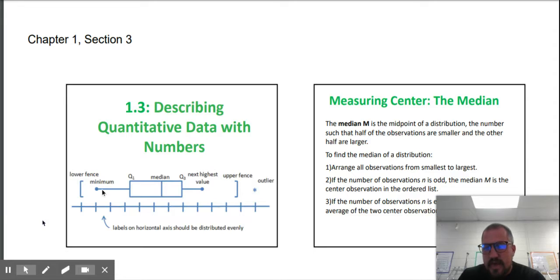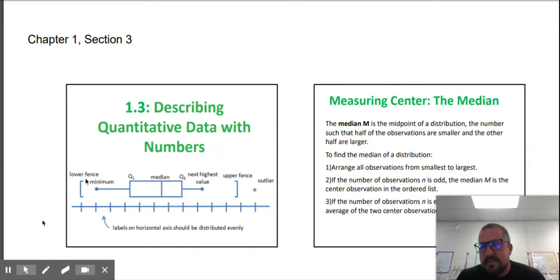You see that we have a minimum value, which a lot of people refer to as the end of the whisker of the box plot. Then we have Q1. That's the first quartile, or the 25% mark. That would be where the box begins. We have the median somewhere inside of the box. Q3 is the 75% mark. That would be the third quartile, or where the box ends. And then we have our maximum, our highest value.